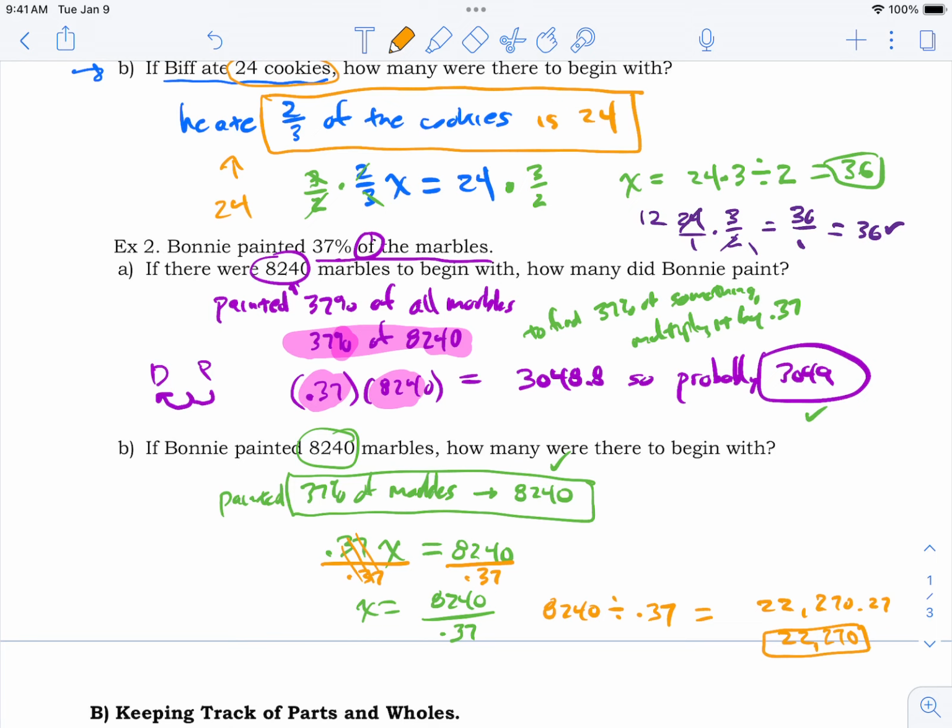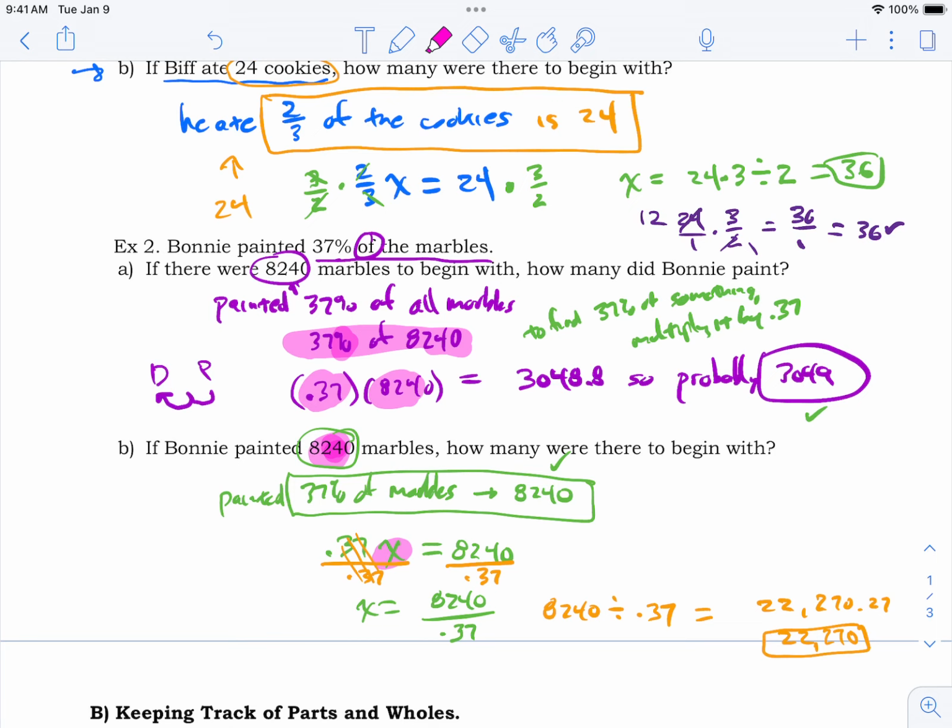But notice in all of these examples, of means times, of means times, of means times. The main thing you have to keep track of is whether the number they give you, are you taking 37% of this, or is that what you get when you take 37% of something else? You have to keep that straight, and you just go by the wording.